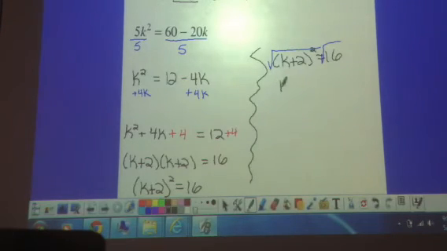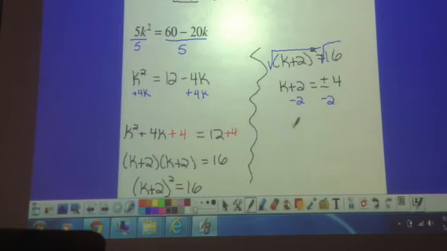This is going to give me k plus 2 on the left-hand side. On the right-hand side, I'm taking a square root, so I'm going to need a plus or a minus. And 16 would give me a 4. Now I'm almost done. I have to subtract my 2.